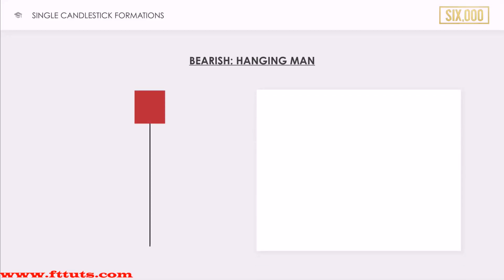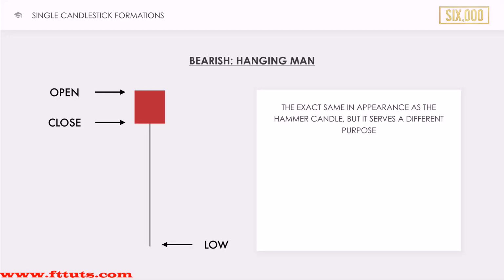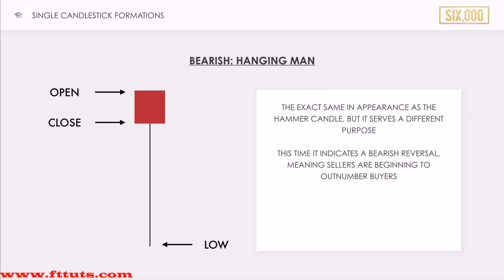Now here we have the bearish hanging man. This looks like the hammer candlestick, except we have the open price at the top and the closing price at the bottom. You can see that, of course, price dropped and we created a low price. This is the exact same appearance as the hammer candle, as mentioned, and it serves a totally different purpose. This time it indicates a bearish reversal, meaning sellers are beginning to outnumber buyers.